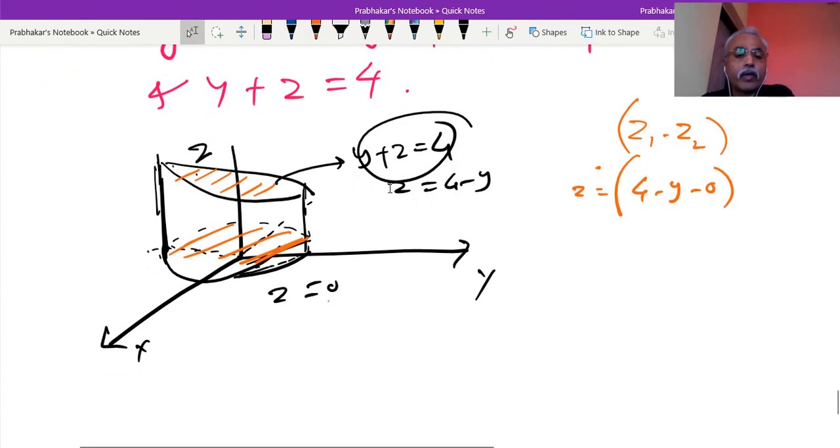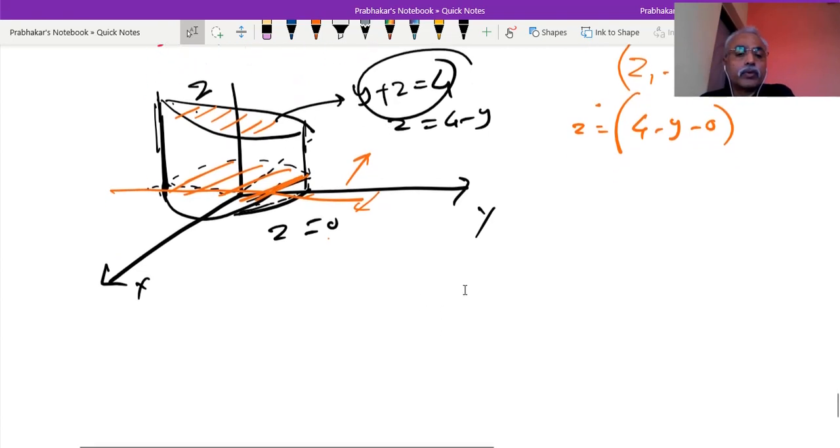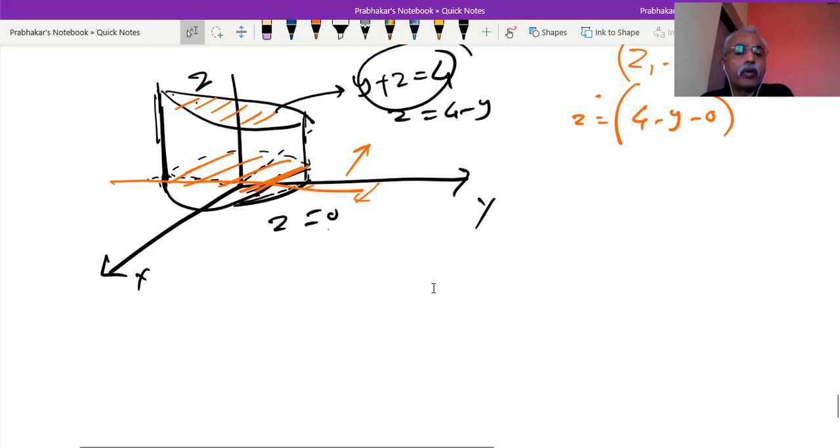whatever the volume is to the left of the y axis, the same volume is there to the right of the y axis. On this side, whatever the volume is, the same volume will be there. So we only take the volume on half of this circle. This is half of the volume we get.